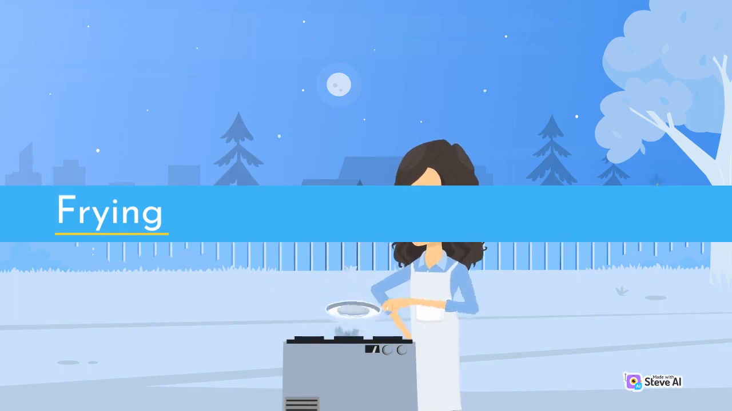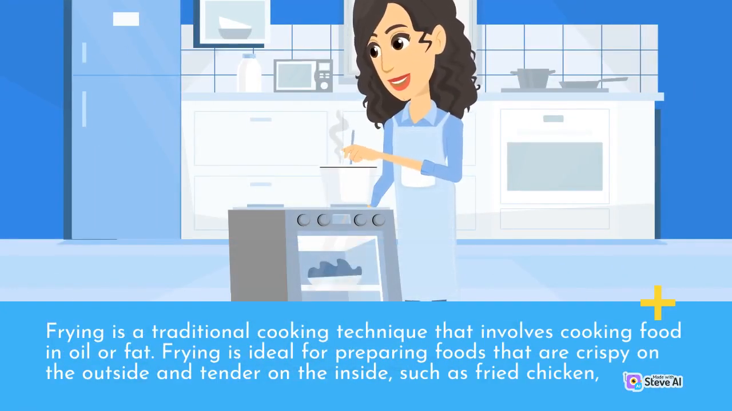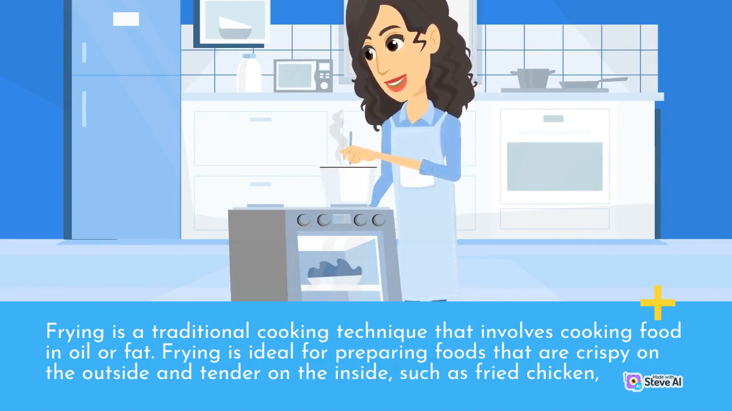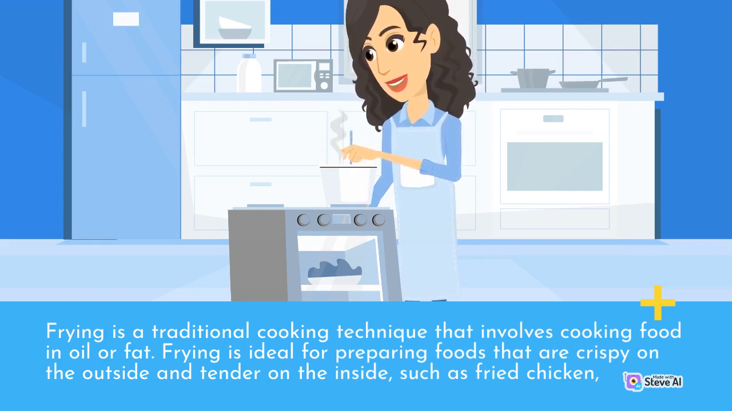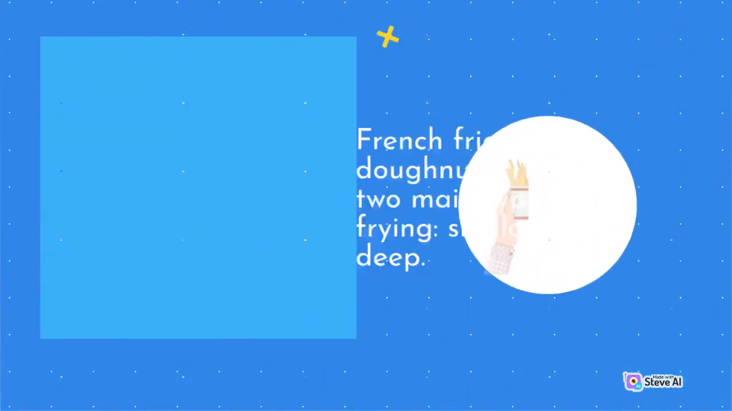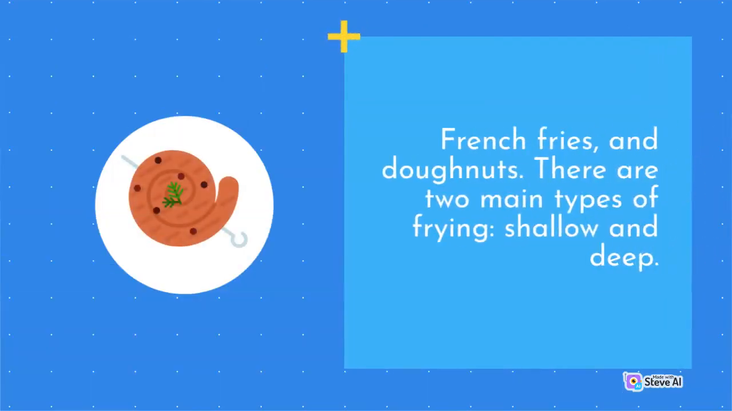Frying. Frying is a traditional cooking technique that involves cooking food in oil or fat. Frying is ideal for preparing foods that are crispy on the outside and tender on the inside, such as fried chicken, French fries and donuts. There are two main types of frying, shallow and deep.